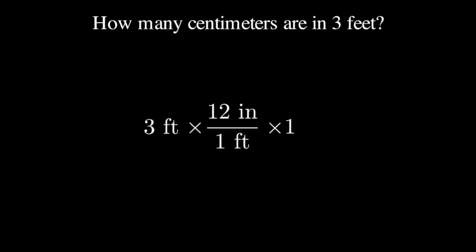Remember that we need the feet to be the denominator to cancel out the feet in our starting value. The second one should get rid of the inches from the first one, so all we have left is centimeters, the unit we need to answer the question. There are 2.54 centimeters in an inch, and the inches we want to cancel out are in the numerator, so our second one should be 2.54 centimeters over 1 inch.